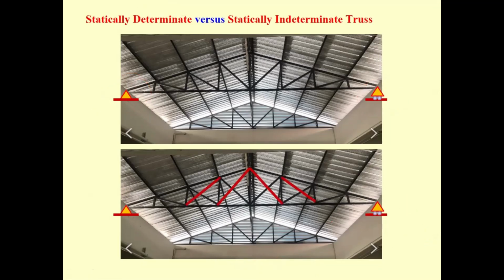You can also increase the degree of indeterminacy of the truss. Like the second one, you put 1, 2, 3, 4 more members. The truss is going to be stiffer, more stiff, but the degree of indeterminacy of this truss is going to be 4, equal to the number of members you add into the truss.